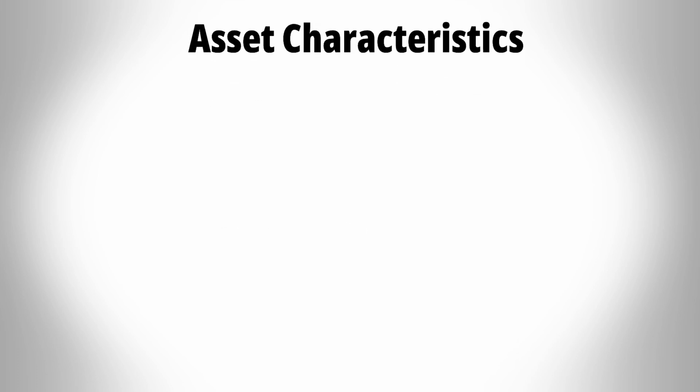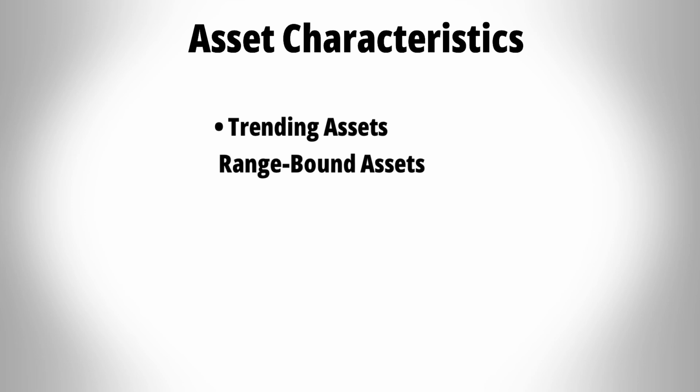You also want to consider the asset characteristics. For assets that tend to trend consistently, a longer RSI, e.g. 21, can filter out noise and focus on the trend strength. While for range-bound assets, shorter RSI lengths are useful for capturing more frequent reversals in assets trading within a defined range.